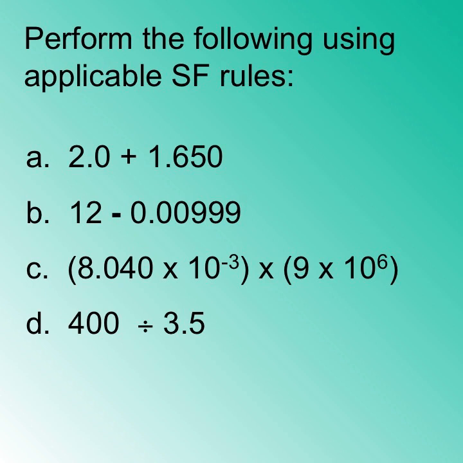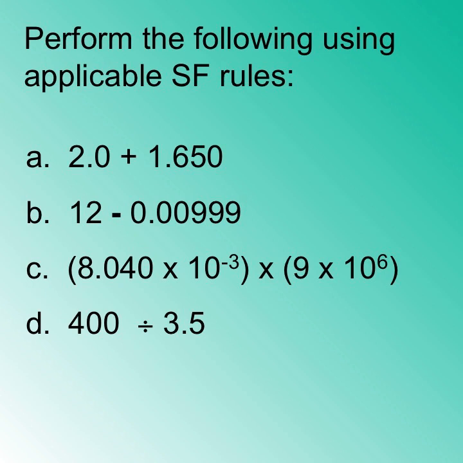So in A, 2.0 plus 1.650 should be rounded to the tenths place and give you 3.7. B, 12 minus 0.00999 should be rounded to the ones place so that my answer is 12.